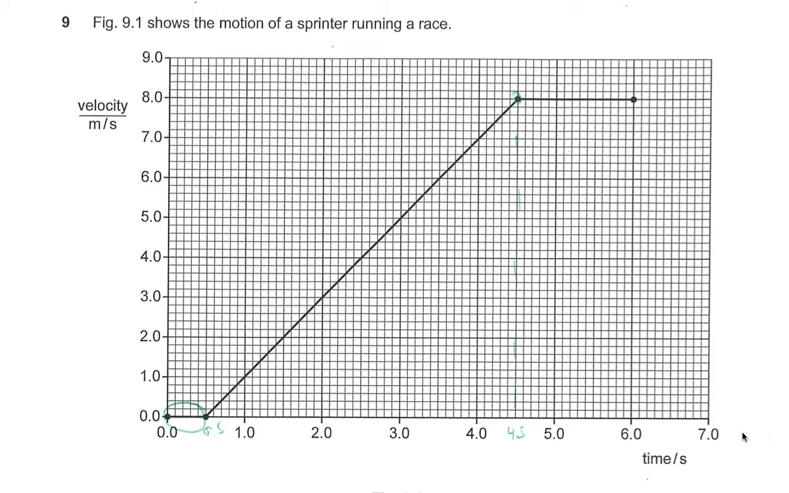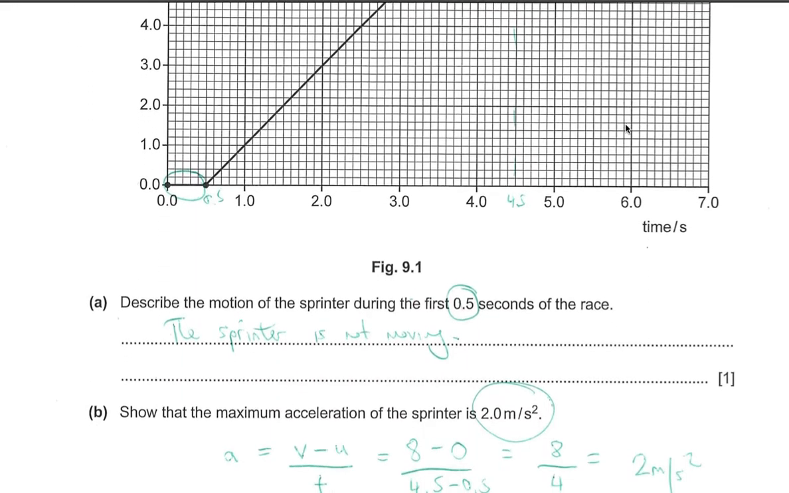We're looking here at a velocity time graph of a sprinter running a race. We're asked in the first question to simply describe the motion of the sprinter during the first 0.5 seconds of the race. Make sure we read this one carefully, because often this is misread as during the 5 seconds. We're not actually asking about the 5 seconds here, we're looking at the first 0.5. If we look at the 0.5 here, that's this area here from 0 to 0.5.